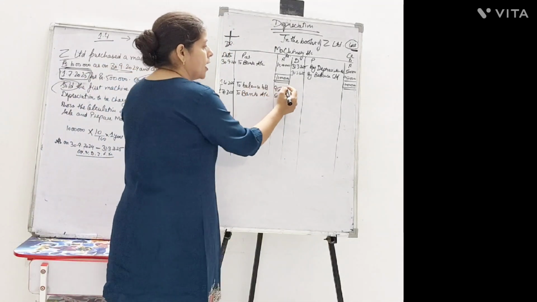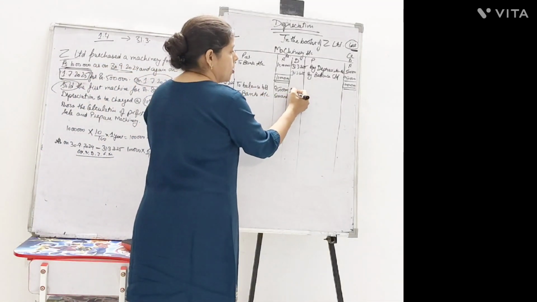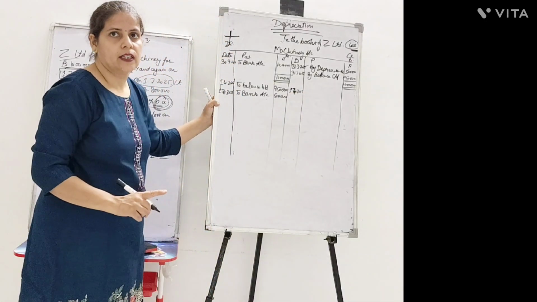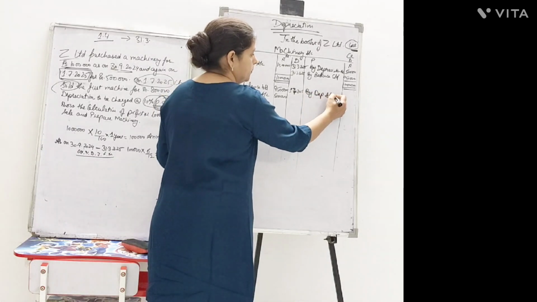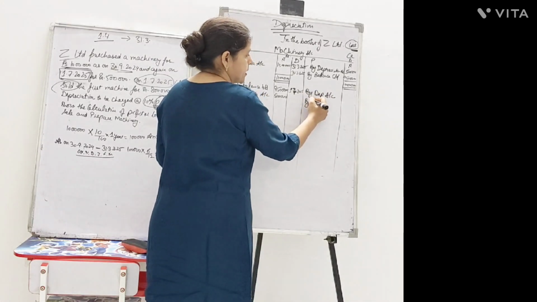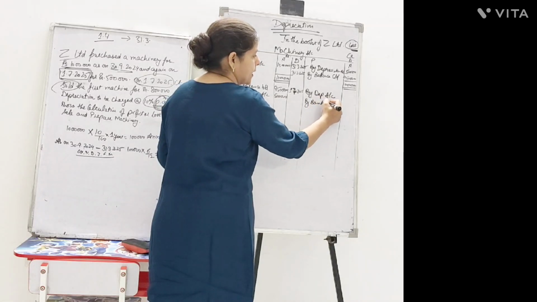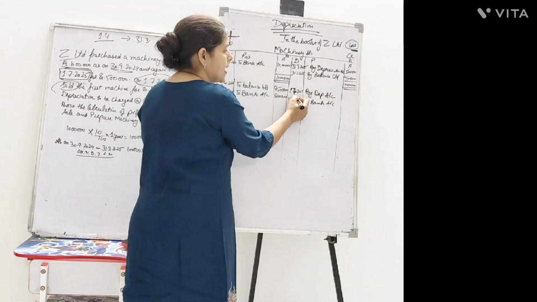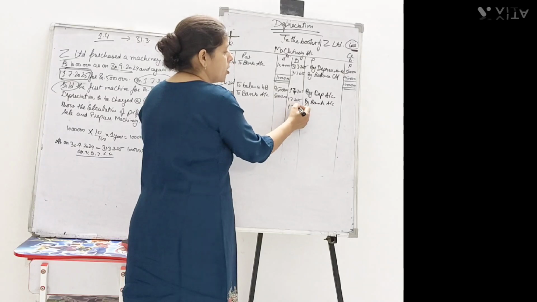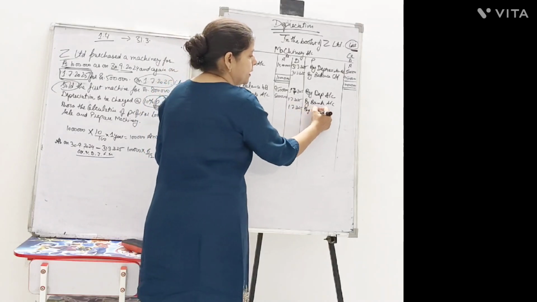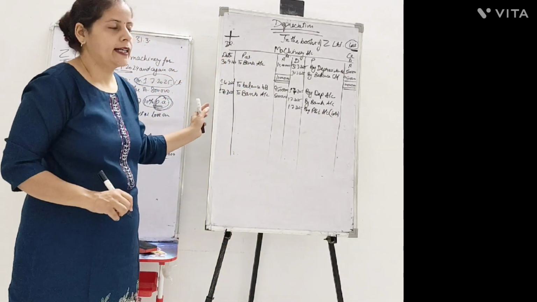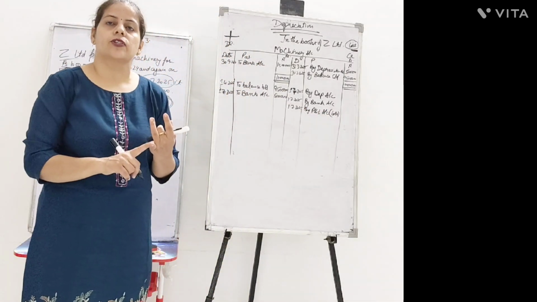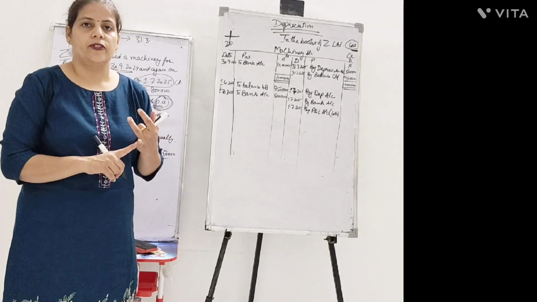So now, on the date of sale, you will write 3 accounts. Which 3? By depreciation account, by your sale value, that is the bank account, on the date of sale, and by your loss. If there is a loss, it would be taken on the debit side, otherwise on the credit side, right? These 3 accounts would be there: depreciation account, bank account, and profit and loss account.